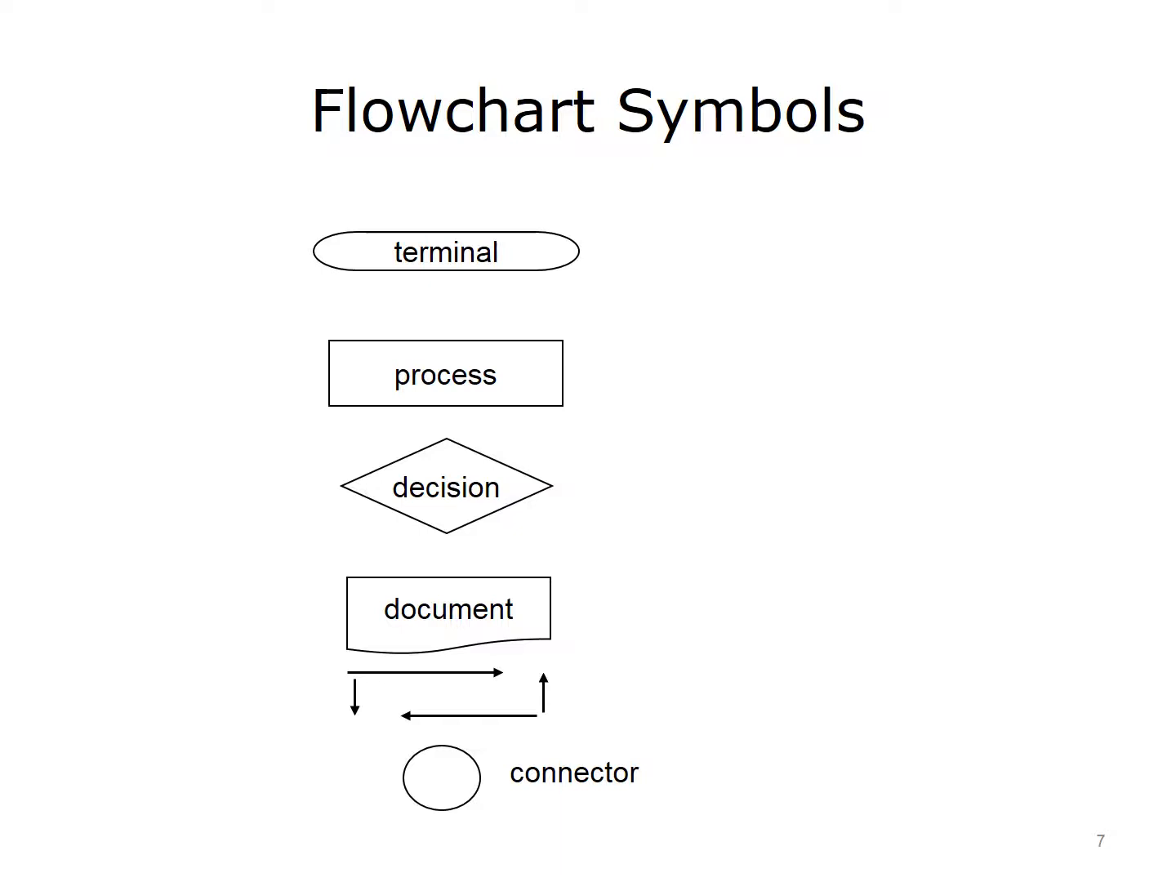question. The document symbol is a human-readable document pertinent to the process. The flow line represents a process path which connects process elements. The arrowhead indicates the direction of the flow. The connector is a circle which is used to indicate a continuation of the flow diagram.